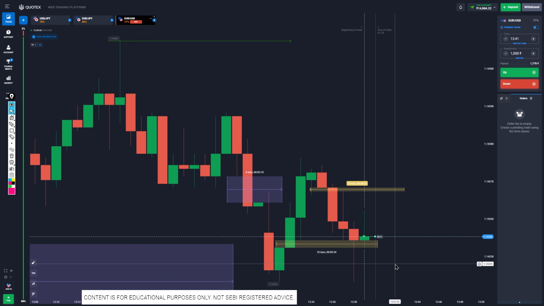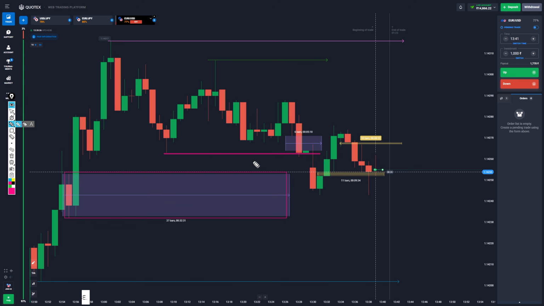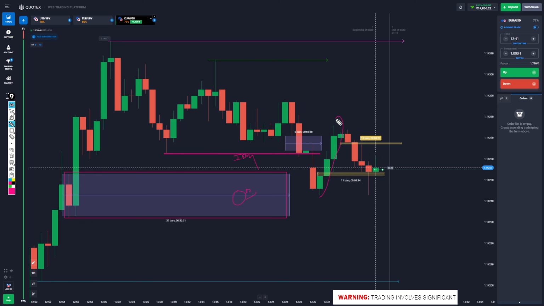See here, I take a buy from here. Previously, this is our order block. Okay, this is the investment level. After sweeping the IDM and mitigating the order block, the market went upside and created a gap here.